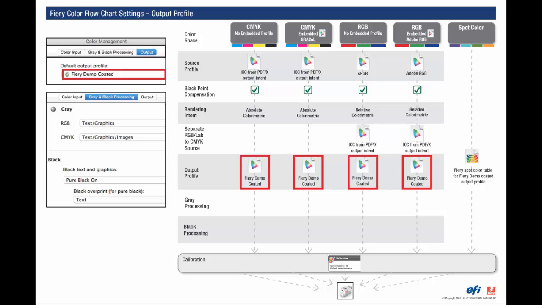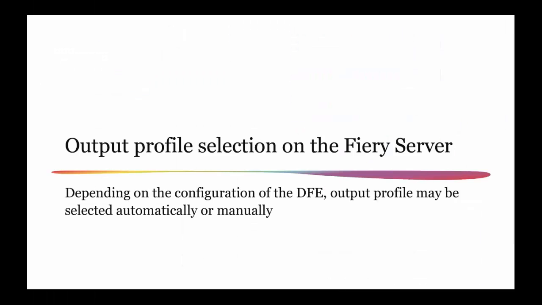For this reason, the recommendation is not to manually select the output profile, but instead to configure the output profile to use media-defined profiles. So this can be chosen either here in the Fiery Expert settings or in the basic color settings on the Fiery. If I set Use Media-Defined Profiles, now I will get automated profile selection. Let's take a look at how the automated output profile selection works on the Fiery server.